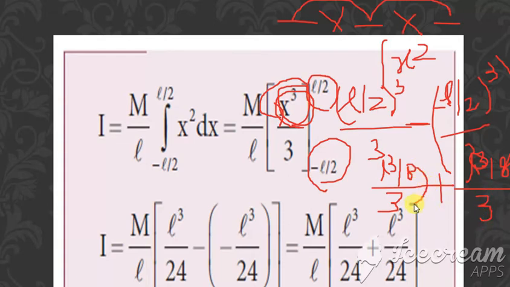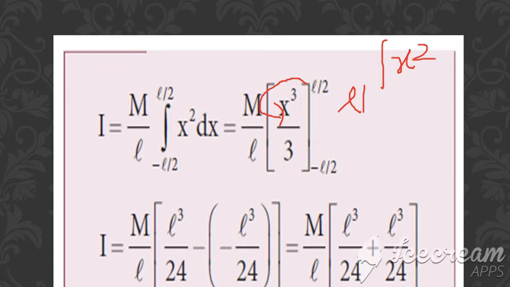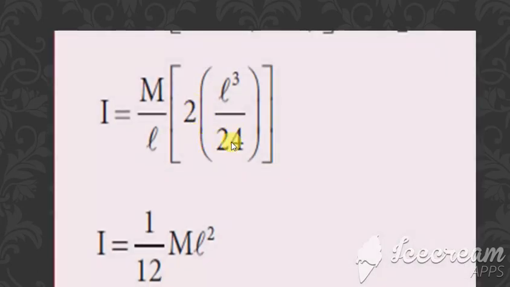Now multiply: 8 threes are 24. So we get L cube divided by 24, and minus into minus plus, again L cube divided by 24. This is what we get when we substitute the limits. Clear with this? The limits are minus L by 2 to plus L by 2, and we substitute the limits only in the place of x cube. So we get m by L into L cube by 24 plus L cube by 24. When you add this, we get 2L cube by 24. Cancelling the 2 and 24, we get 1 by 12 m into L square.